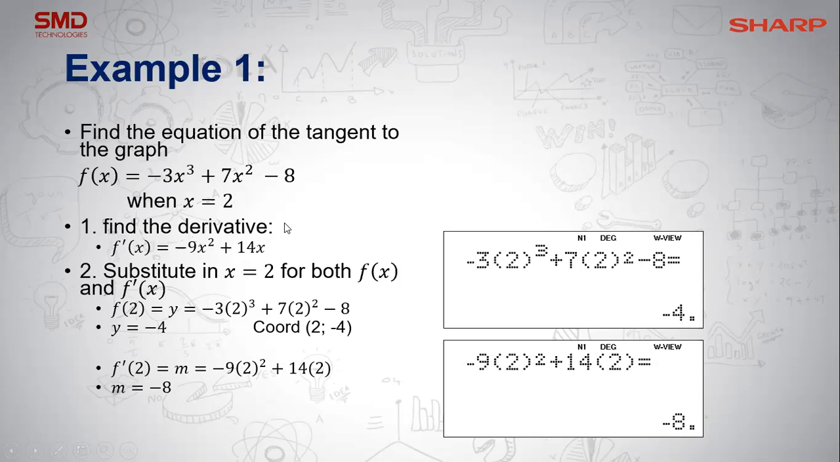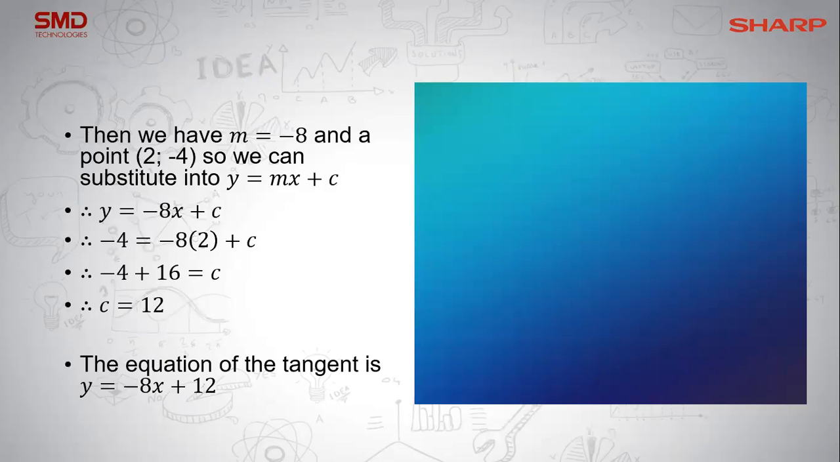Okay. Now we need to substitute x is equal to 2 into both of these functions, both f of x and f prime of x. And we type that in and we get, so for the graph, the coordinates, we get y is equal to negative 4. So our coordinates are 2 and negative 4. And with the gradient, when we substitute in 2, we get a gradient of minus 8. So once we have the minus 8 and the coordinate, we can just substitute that into our straight line graph for the tangent. And we can find that c is 12. So the equation of our tangent is y equals minus 8x plus 12.